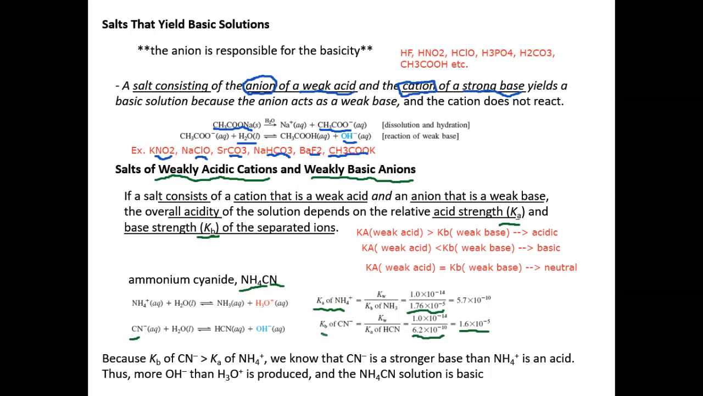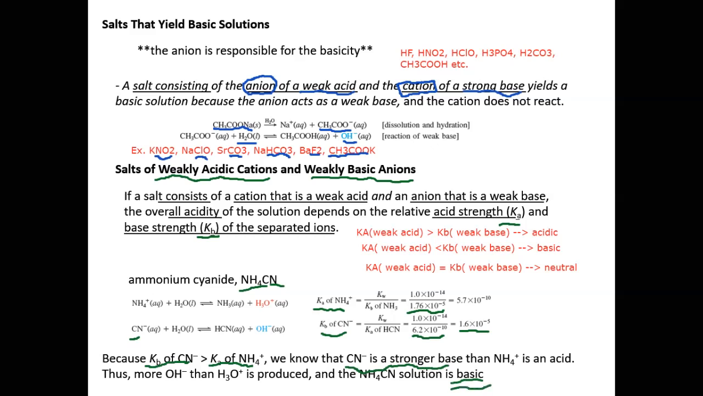The Kb of your anions are not going to be found in the back of the book. You have to take the Kw divided by the Ka of its corresponding weak acid. And since the Kb is larger than the Ka of ammonium, then cyanide is a stronger base than ammonium is an acid. Therefore, it's going to produce more hydroxide than hydronium, so the solution is basic.